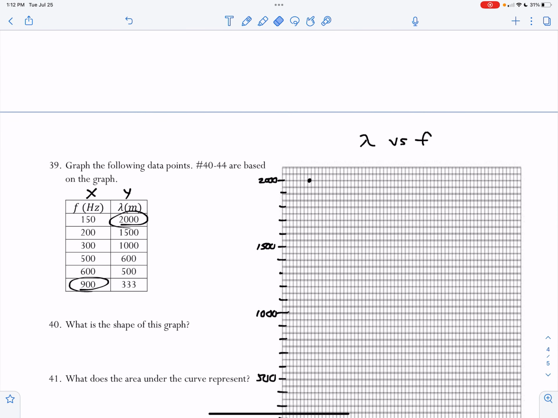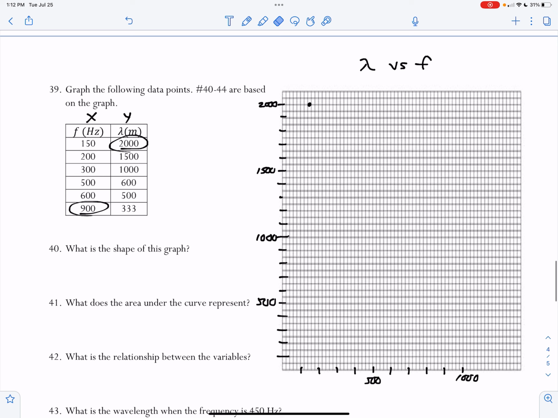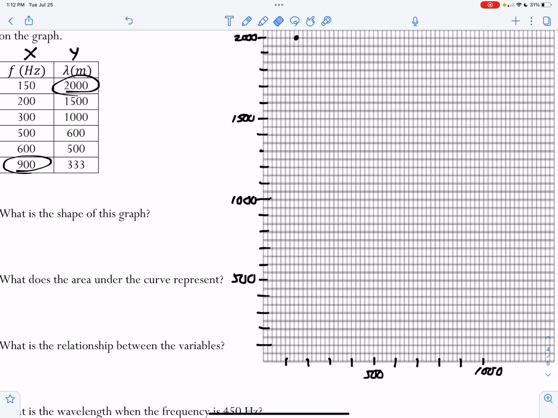Okay. A second one, we're going to go over 200, up 1,500. So over 2, up 15.